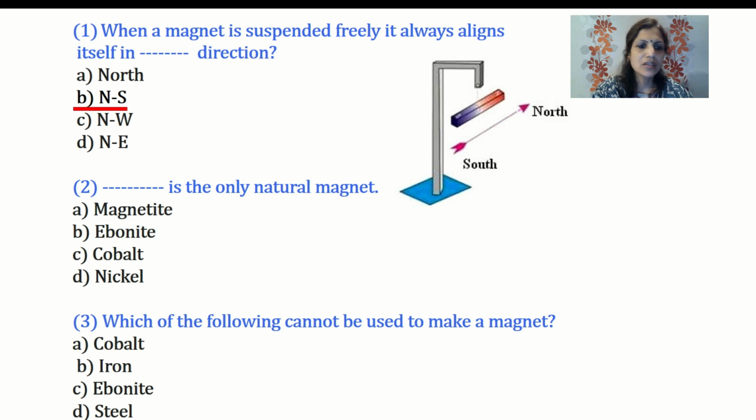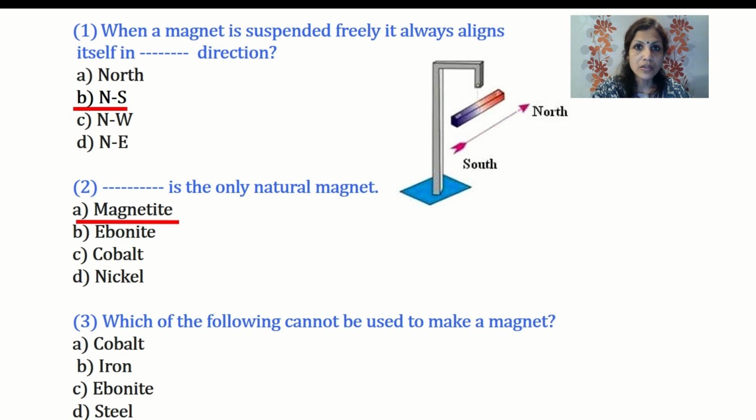Second question is, dash is the only natural magnet. You are given 4 options there, and I hope you all must have guessed the answer, and the answer is magnetite. Alright.